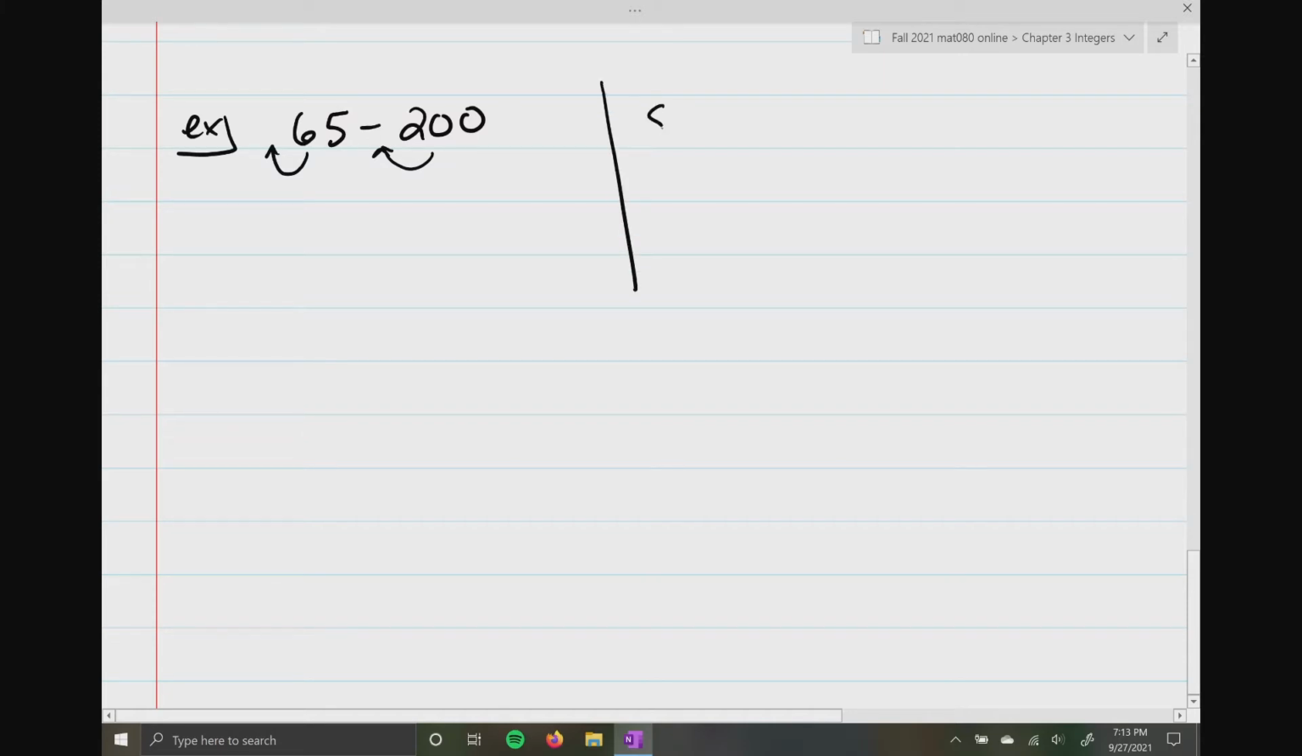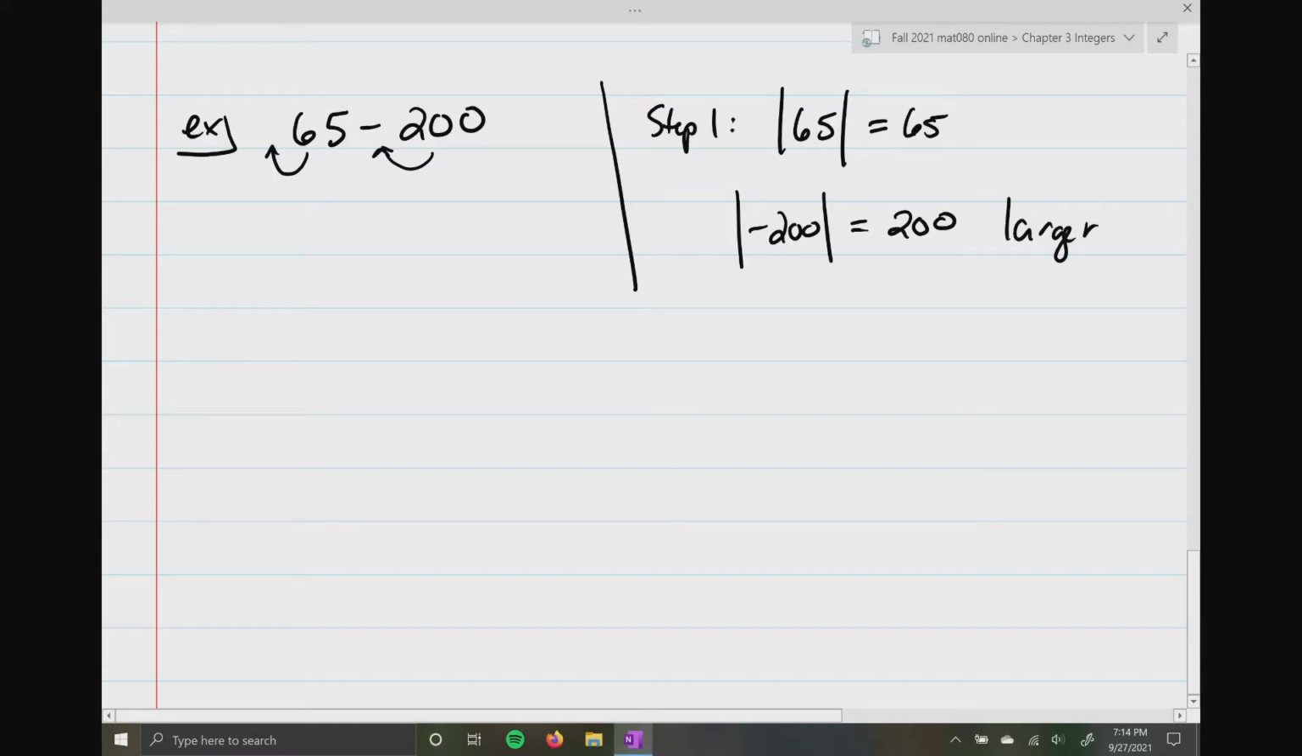So step 1. Let's find the absolute value of each. So the absolute value of 65 is 65. And the absolute value of -200 is positive 200. And clearly, 200 is larger. So if you want to, you could just draw this little arrow back to the negative sign as a reminder for step 3.